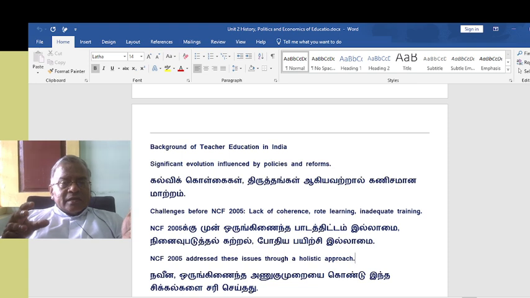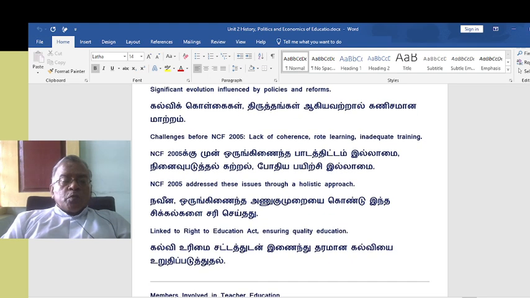So these things helped, or it gave the need to formulate this commission, NCF 2005. NCF 2005 addressed these issues through a holistic approach.